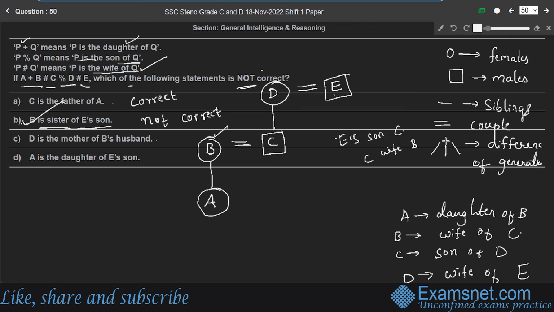Whereas the remaining options are: D is the mother of B's husband. Yes, B's husband is C, and C's mother is D, which is correct. And A is daughter of E's son. E's son is C, and C's daughter is A. Yes, A is daughter of E's son, which is also correct. Therefore, for the given question, option B is the right answer.